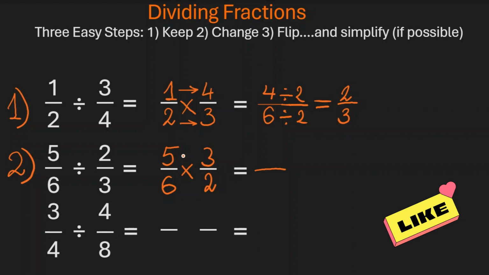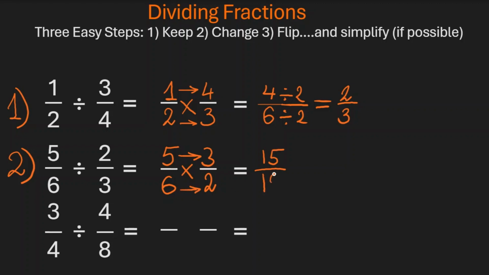Multiply the numerators. 5 times 3 equals 15. Multiply the denominators. 6 times 2 equals 12. So we get 15/12. Both 15 and 12 are divisible by 3, so we simplify by dividing both the numerator and denominator by 3. This gives us 5/4, which can also be written as the mixed number 1 and 1/4.